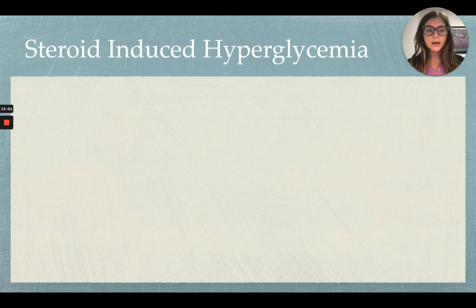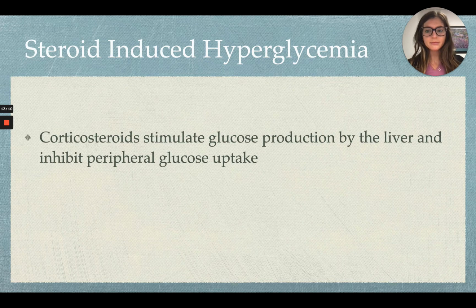So steroid-induced hyperglycemia, I would say, is probably one of the biggest reasons why a non-diabetic may be on a no concentrated sweets diet. And this is because steroids or corticosteroids stimulate glucose production by the liver and actually inhibit peripheral glucose uptake. So we have two things going on here. Steroids increase the glucose that is produced by the liver, and then we have reduced glucose uptake. So our cells are not taking up as much glucose, and that glucose is lingering within the blood and it's not being utilized properly, thus leading to hyperglycemia.